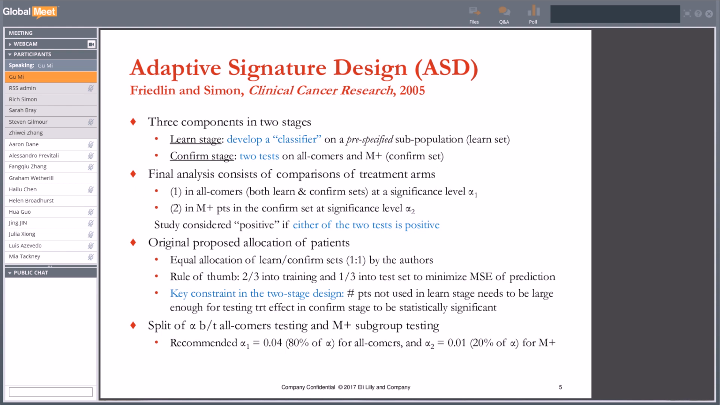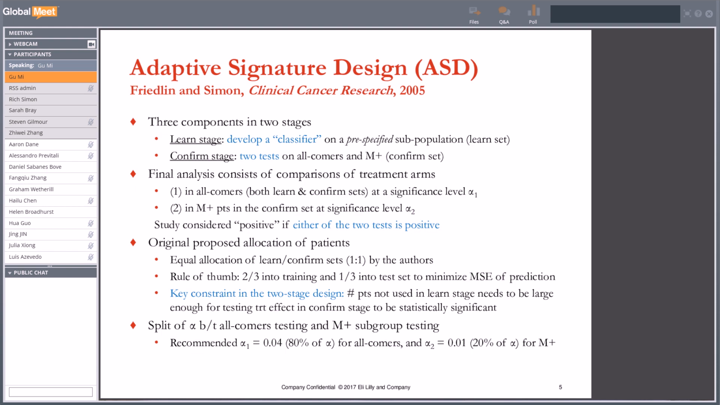Although some research shows that when the aim is to minimize the mean square error of the prediction accuracy estimate, one rule of thumb is to assign 2/3 of data to the training and 1/3 to the validation. So there is a key constraint for this two-stage design.